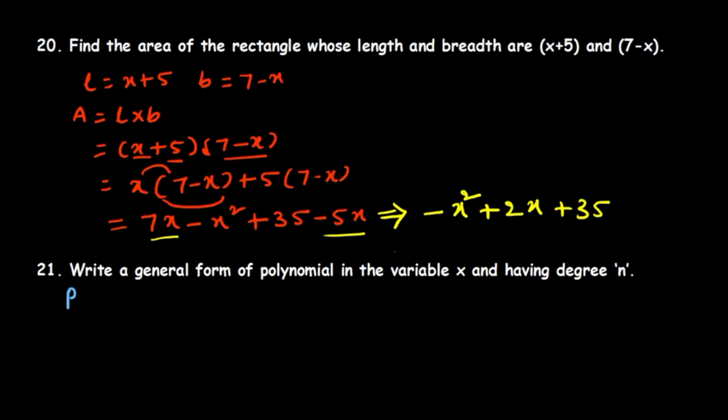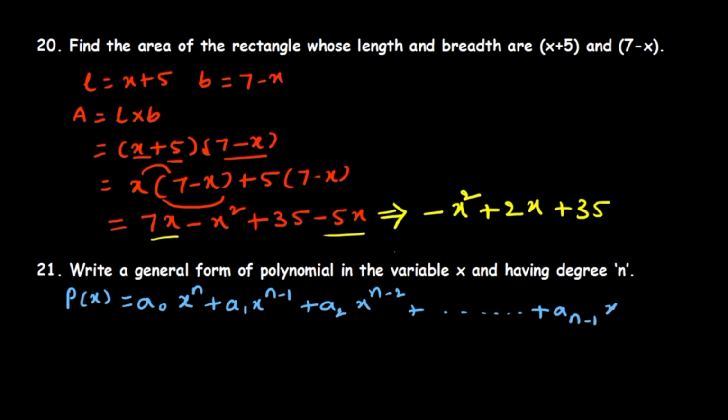We write p of x equal to a naught x to the power of n plus a1 x to the power of n minus 1 plus a2 x to the power of n minus 2 plus so on, plus a n minus 1 into x, plus finally we have a constant, that is an.